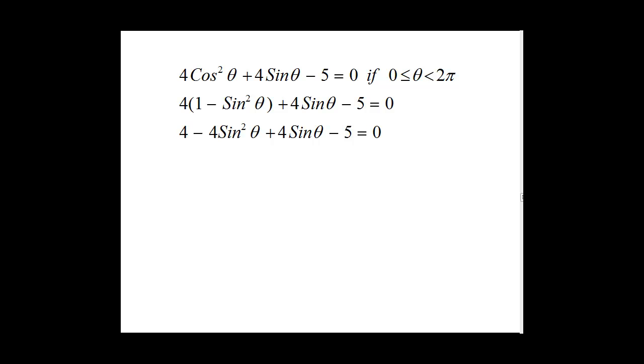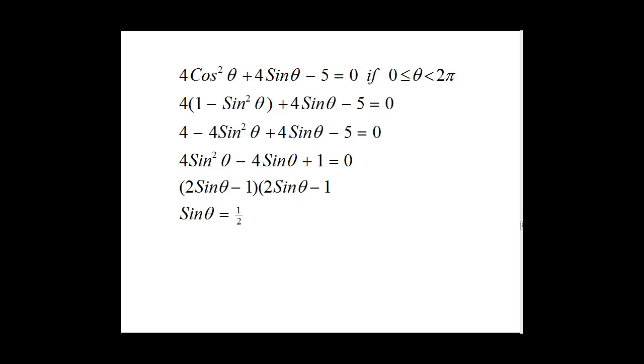Change both of those plus and minus signs, and you should get 4 sine squared minus 4 sine. 4 minus 5 is negative 1. Change it to positive 1. This will factor into 2 sine minus 1 times 2 sine minus 1. Again, that's 4 sine squared, minus 2 is minus 4, plus 1. Now, since those replicate, all you need is to pick one of them. Move the 1, divide by 2, you get sine is equal to 1 half, and that happens twice at, since we're in radians, pi over 6 and 5 pi over 6.